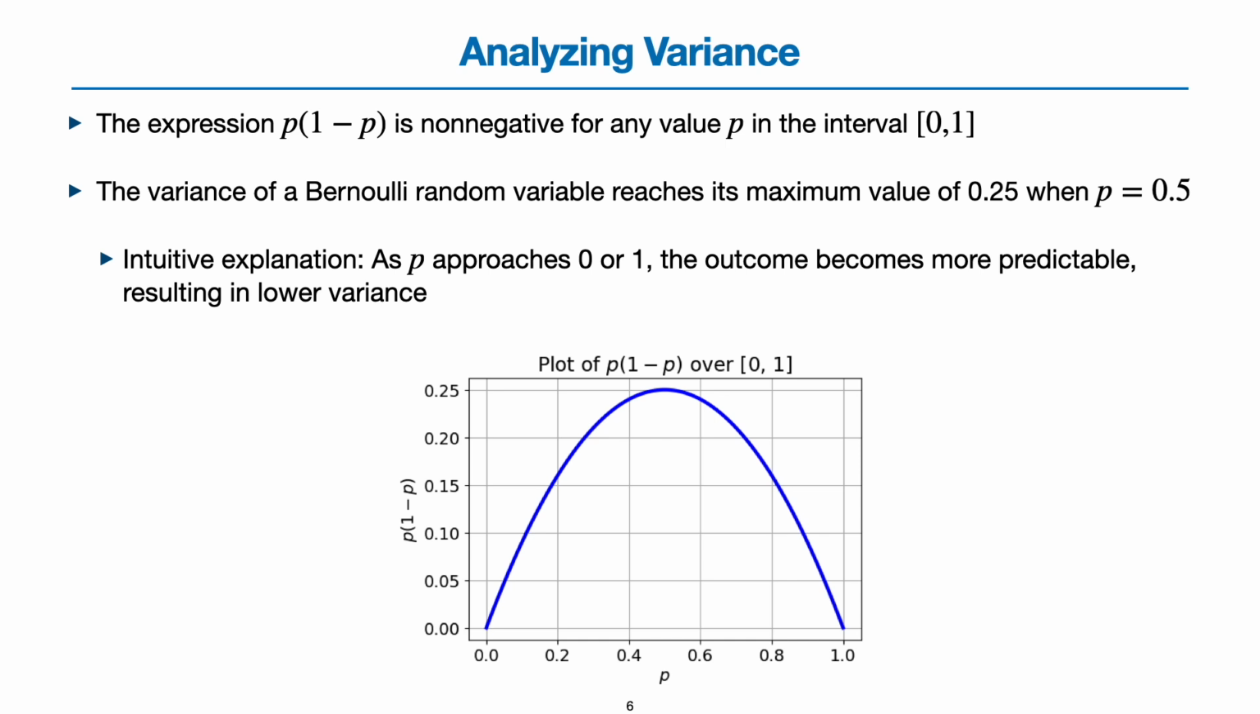And you can see that if we have a random trial where p equals 0 or p equals 1, then we know that almost always we get success or failure, and there's not much variance or variability. So the variance is maximized when we are most uncertain, which is p equals 0.5.